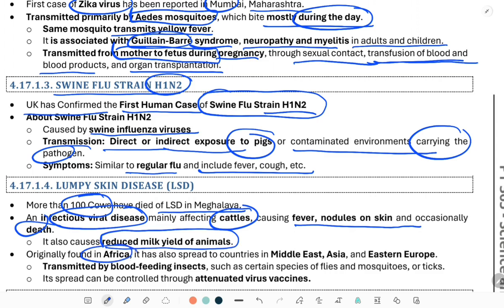It was originally found in Africa. It has also spread to countries in the Middle East, Asia and Eastern Europe. It is transmitted by blood-feeding insects such as certain species of flies and mosquitoes. Its spread can be controlled through the attenuated virus vaccine.